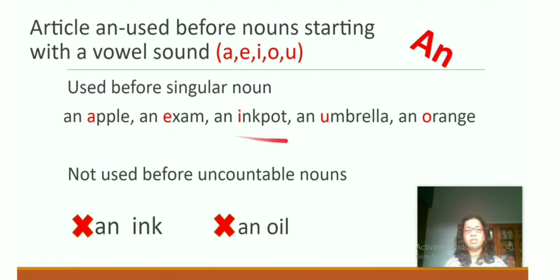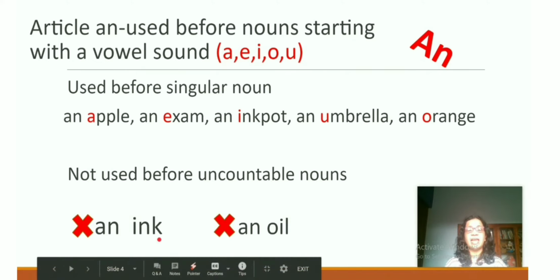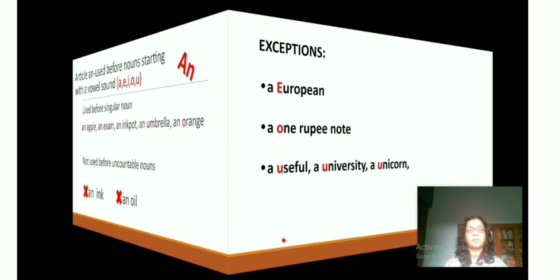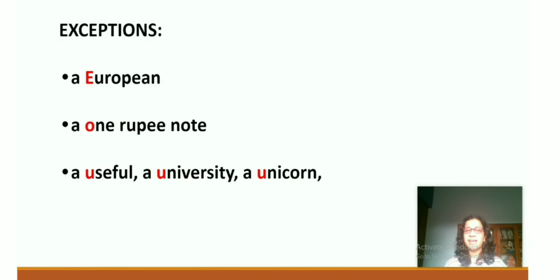Look at all these words. They are starting with a vowel and also have a vowel sound. They are not used before uncountable nouns. Now uncountable nouns are nouns which you cannot count. For example, you cannot say an ink or an oil. There are some exceptions to this rule. Now what are the exceptions?